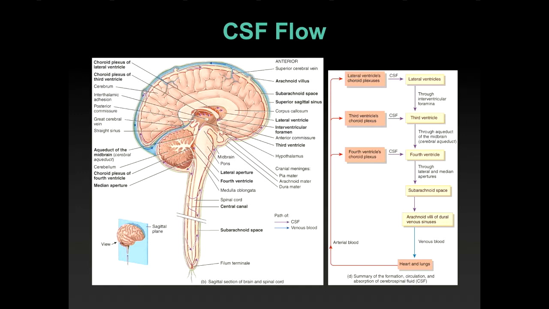If we're always producing CSF, we need to be able to balance that process out, and we do that through the arachnoid villi. The arachnoid villi filter it to the venous blood. Arterial blood then, after it's reoxygenated, passes all the way back through the body, eventually to the choroid plexuses, and the whole process starts over again.